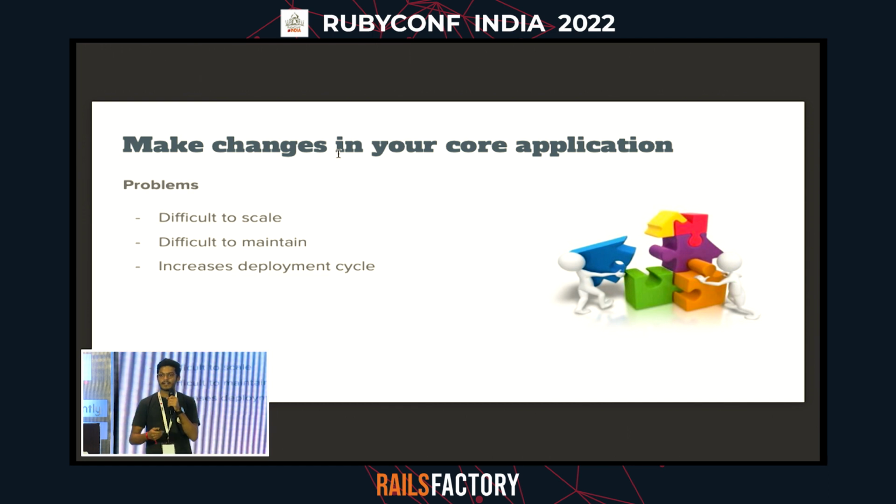So let's take an example of what problems we face if we make changes in our core application for customizations of one client. So basically the application becomes very difficult to scale as we write code for a very specific client and it might not be used by anyone else. Also it becomes very difficult to maintain because our developers have to make changes in future and maintain that code along with the core application. Due to making per-client changes, the application becomes more bulky and that increases the deployment lifecycle.